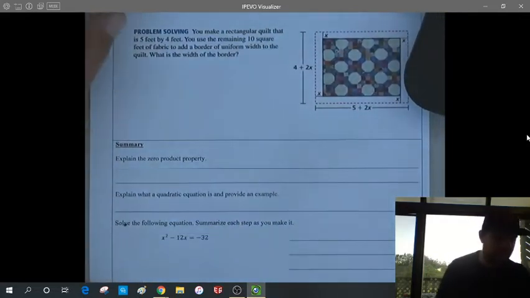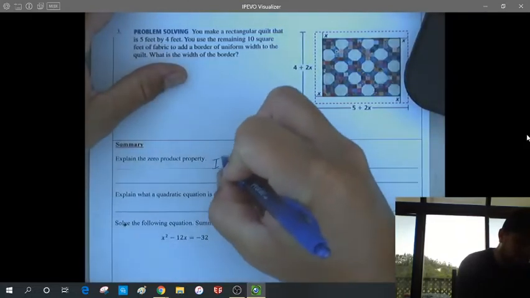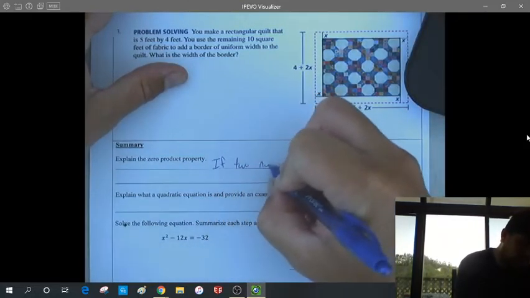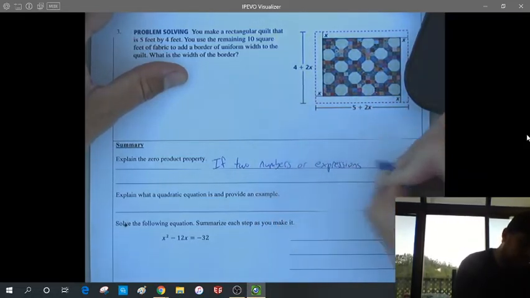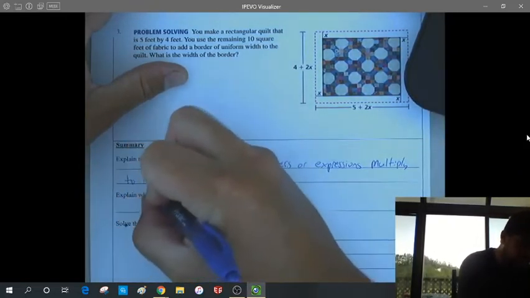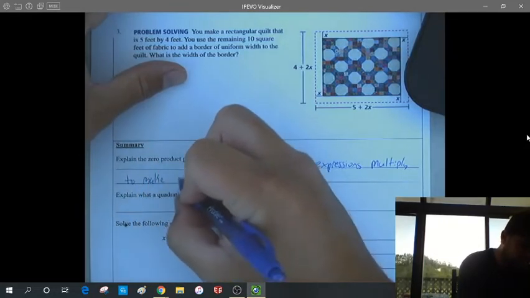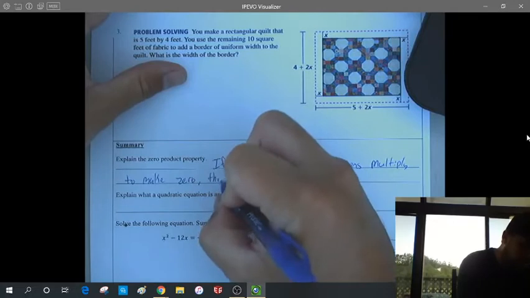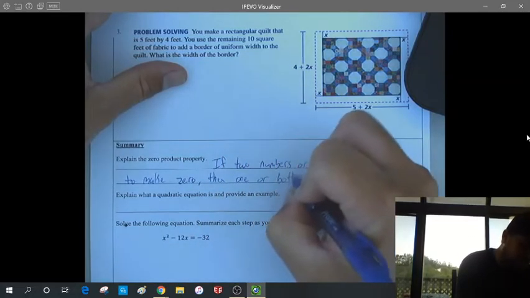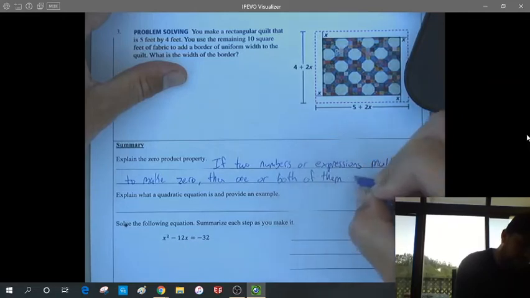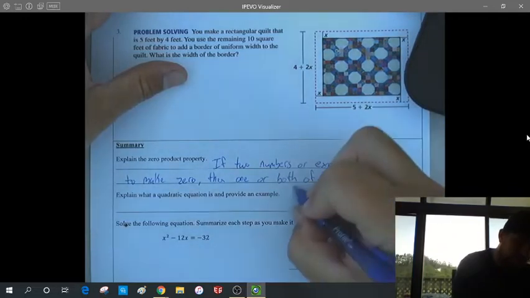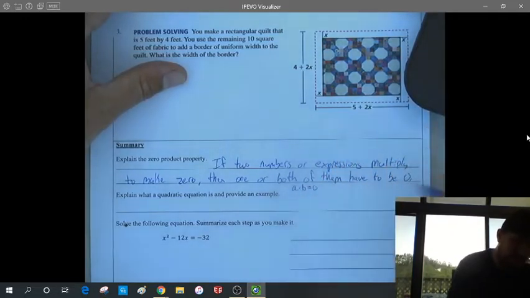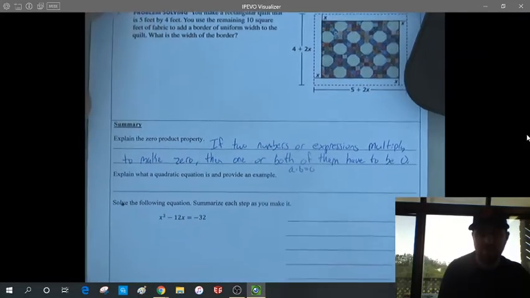So explain the zero product property. So if two numbers or expressions are multiplied to make 0, then one or both of them have to be 0, right? So if A times B equals 0, then either A or B or A and B have to be equal to 0.